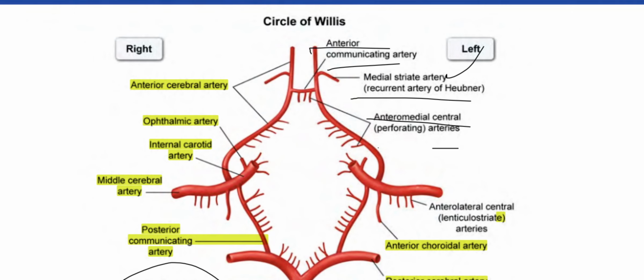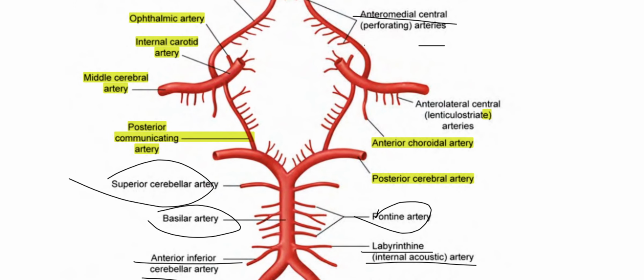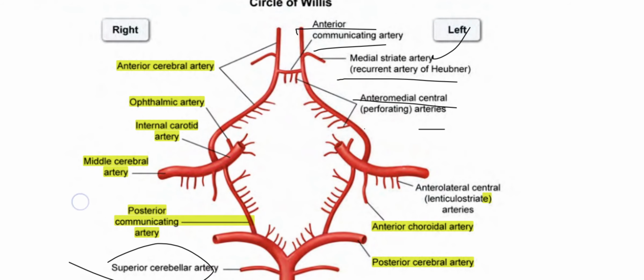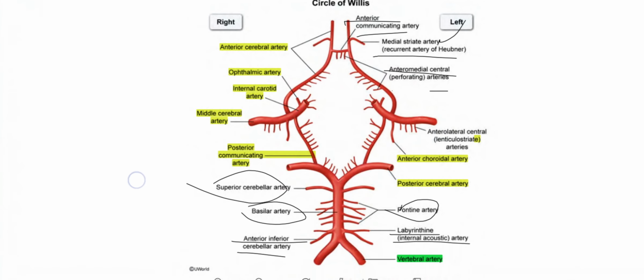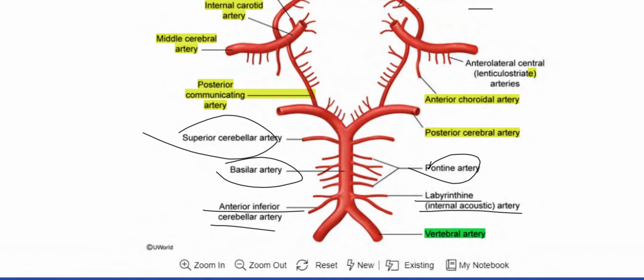Then, if we look at the posterior side, we have the posterior communicating artery and the posterior cerebral artery. So the middle cerebral artery is connected to the posterior cerebral artery through the posterior communicating artery, but there is no such connection between the anterior cerebral artery and the middle cerebral artery. They are directly connected to each other. Then, if we look at the base, we have the vertebral artery, which converts into the basilar artery, right?